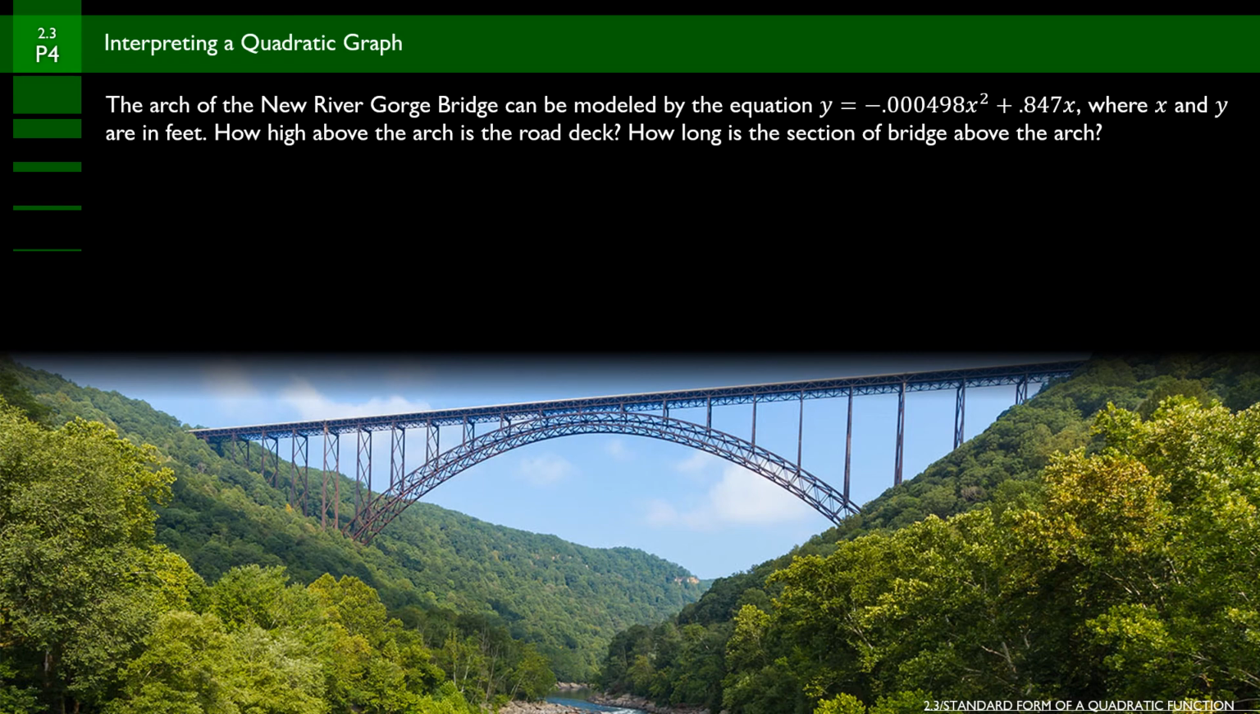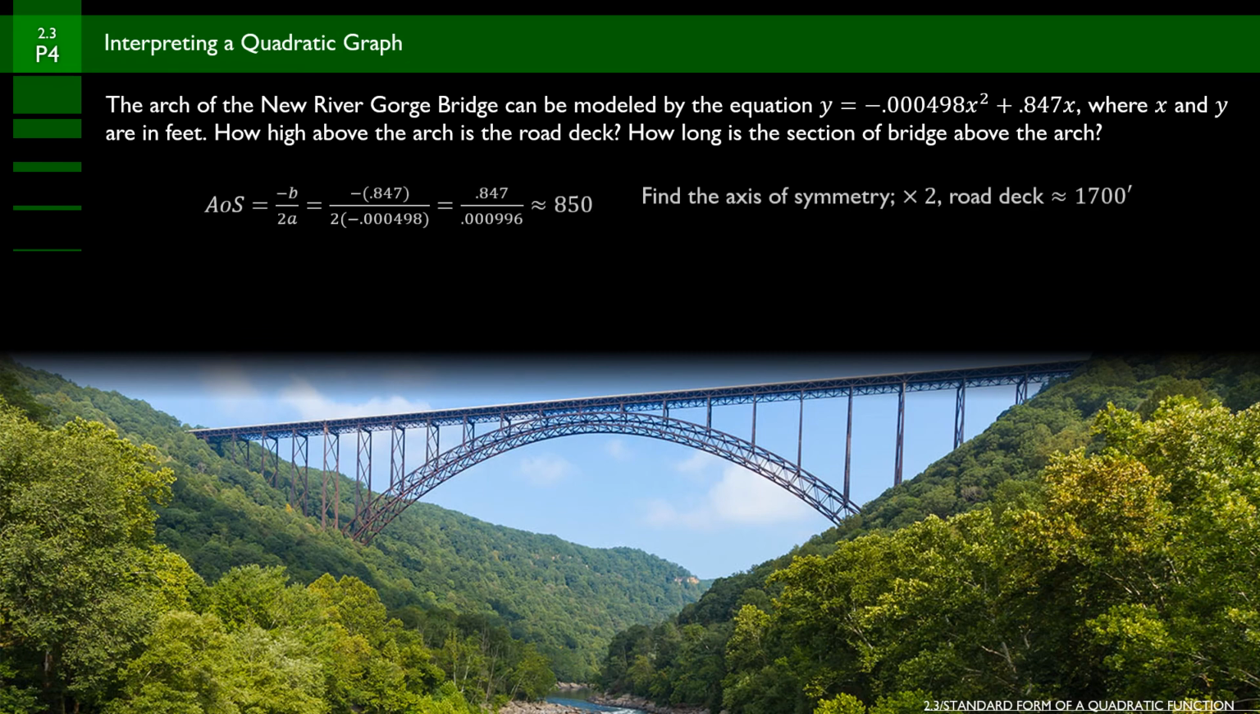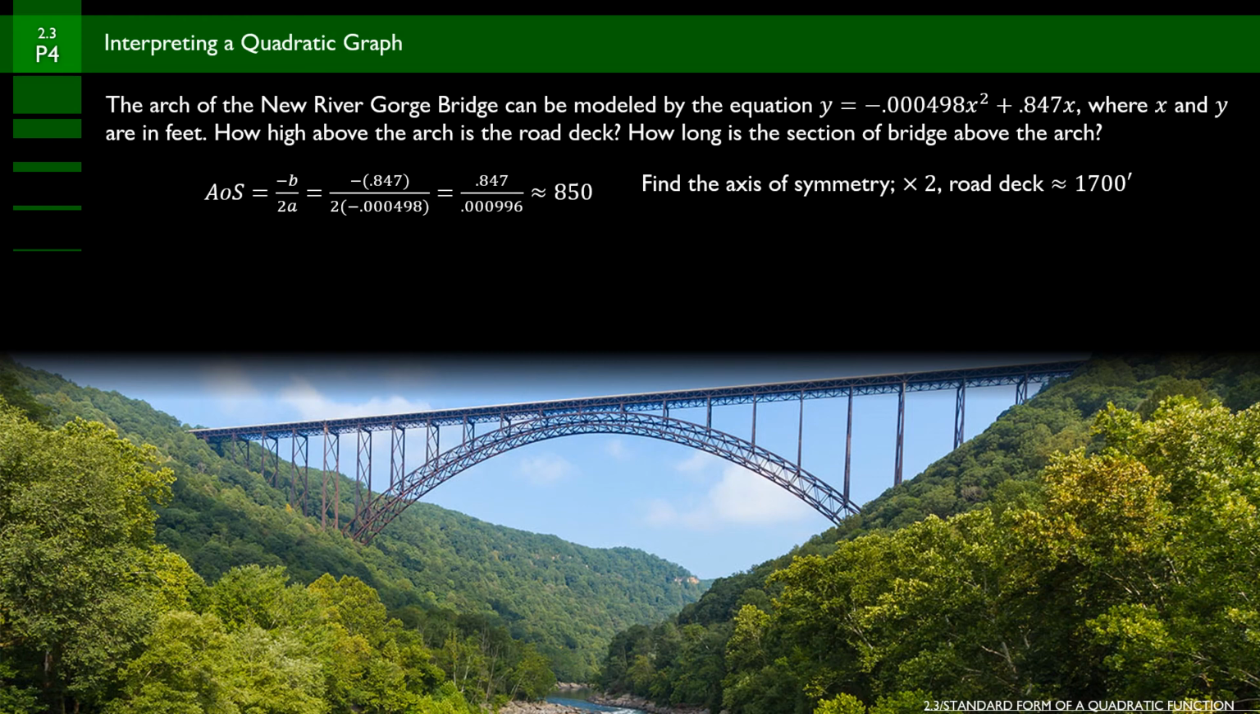So what we want to do is we want to find our vertex, and the vertex is going to give us the height of the road and then we can multiply the x value by 2 to then find the road deck. So to find the length of the bridge, we first got to find out what is the x value of the vertex. So we're going to use our axis of symmetry formula, negative b over 2a, and we're going to plug in all of our information into this formula.